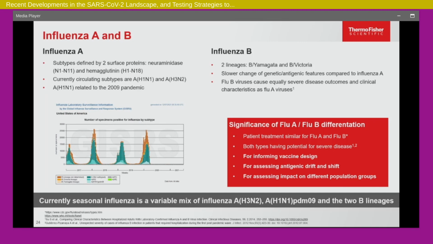But it is very important for informing vaccine design. When the vaccine has to be made, it has to incorporate the specific circulating strains. That's why it is very important to know which is flu A and flu B, because if you look at the vaccine that we get, there is what is called a trivalent vaccine and a quadrivalent vaccine. And these vaccines are based on information coming out of surveillance.